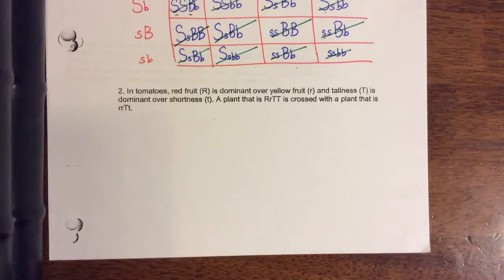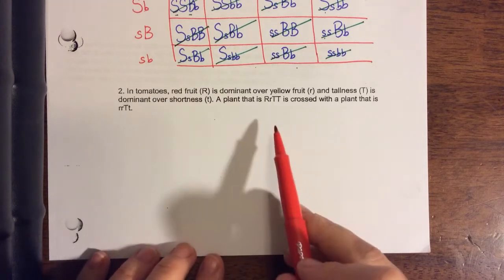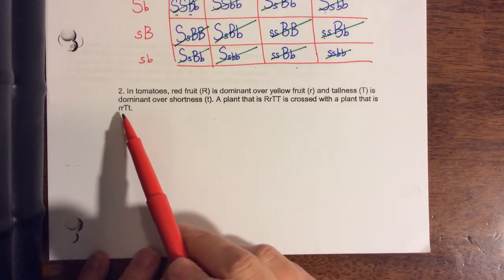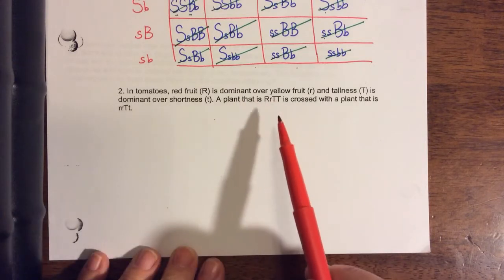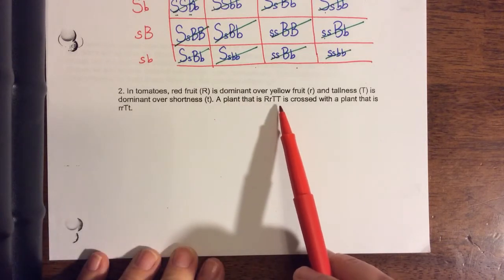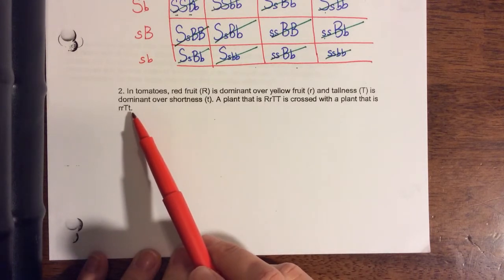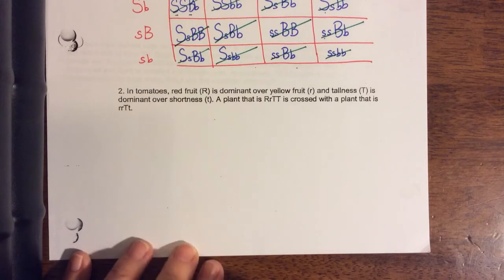Let's do problem number 2 now. The problem says in tomatoes, red fruit, big R, is dominant over yellow fruit, little r, and tallness, big T, is dominant over shortness, little t. A plant that is big R, big T is crossed with a plant that is little r, big T. So we know that this plant is red and tall, and this one is yellow and also tall. So let's see what we get here.